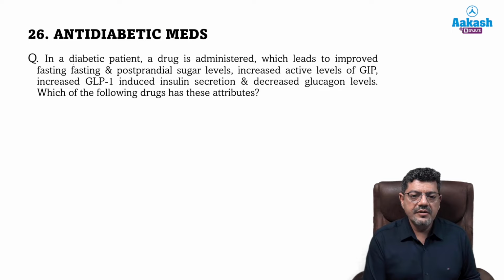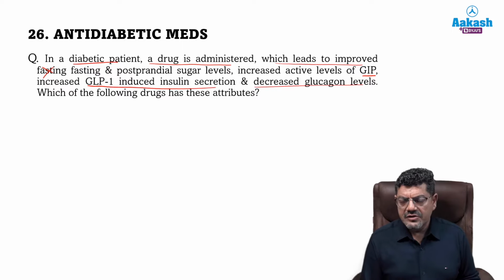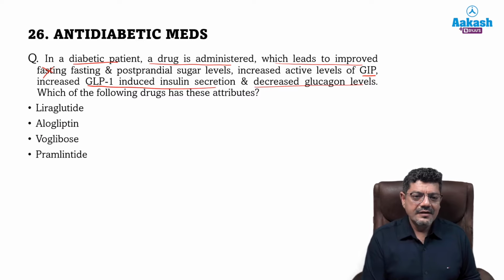They said that in a diabetic patient, a drug is administered which leads to improved fasting and PP sugar levels, increased active levels of GIP, increased GLP-1 induced insulin secretion, and decreased glucagon levels. Which of the following drugs has these attributes? Difficult question to answer, I would have thought. Liraglutide, which is what most of you marked, alogliptin, a DPP-4 inhibitor, alpha glucosidase inhibitor, and an amylin analog, pramlintide.